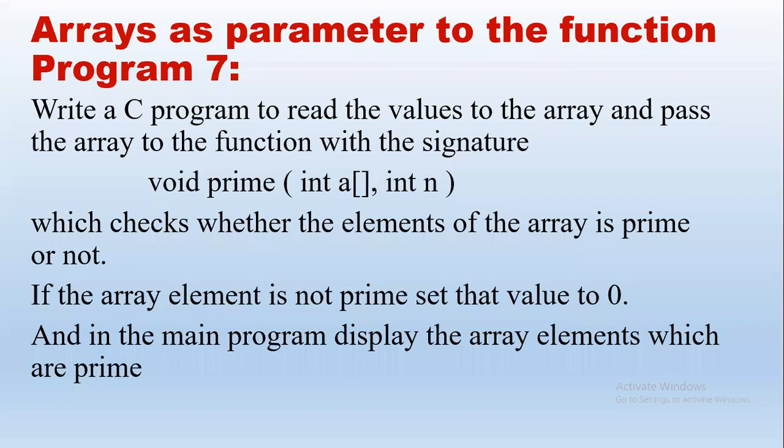Now change that to 0. So the array was 3, 4, 5, for example. Now it became 3, 0, 5 because 5 is also prime. So what will we print? 3 and 5. Is the problem statement clear?